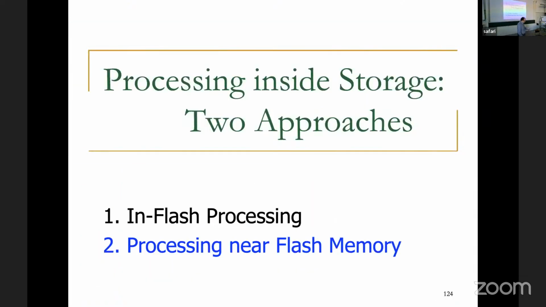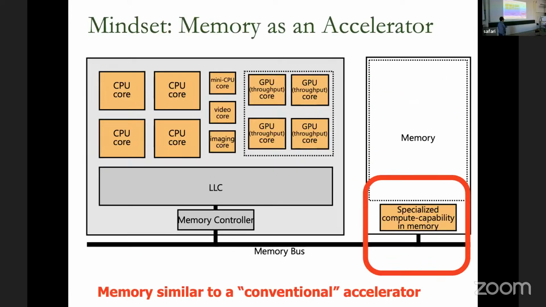Okay, now we reached the second part. I think we have good time. So this is processing near flash memory, which we briefly observed before, like ISP. That's exactly what we need here.